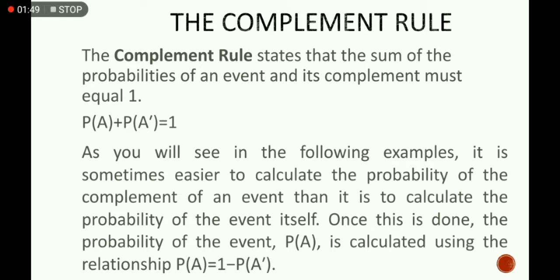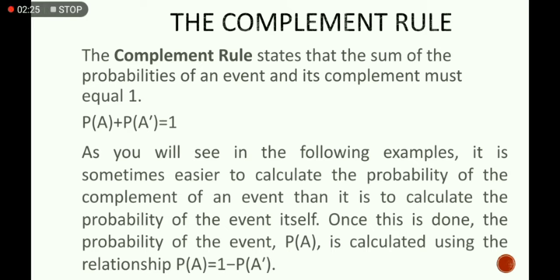So, next, the complement rule states that the sum of the probabilities of an event and its complement must equal 1. So remember this formula. The probability of A plus the probability of complement A is equal to 1. As you will see in the following examples, it is sometimes easier to calculate the probability of the complement of an event than it is to calculate the probability of the event itself. Once this is done, the probability of the event, probability A, is calculated using the relationship probability of A equals 1 minus probability of the complement of A.